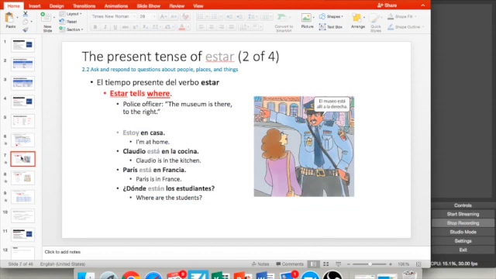So we'll get started here with referring to where. It's very common that people hear, ¿Dónde está el baño? You know, where's the restroom? Or ¿Dónde está? Blah, blah, blah. You can use estar to refer to location. So a sentence here, estoy en casa, I'm at home. Or Claudia está en la cocina. París está en Francia. ¿Dónde están los estudiantes? In all of these situations, we're talking about something's location or where.